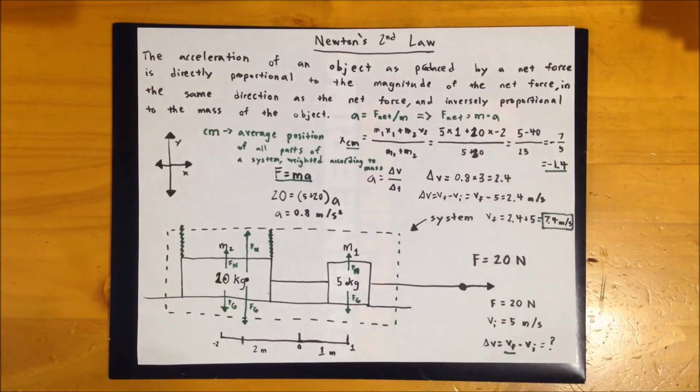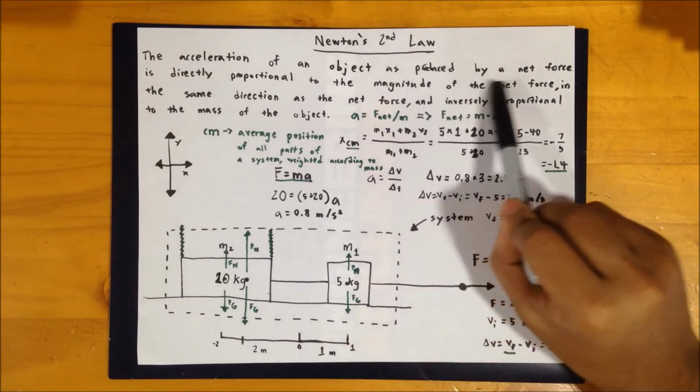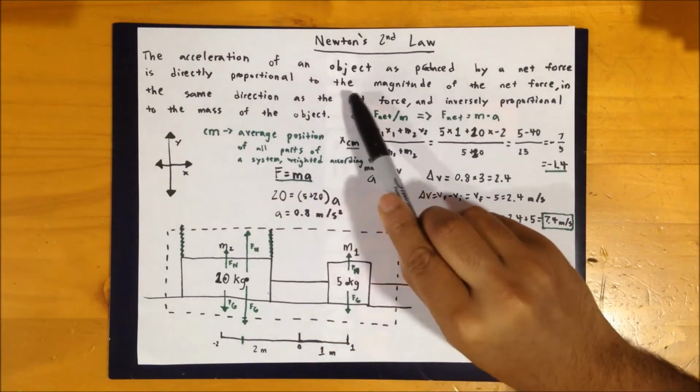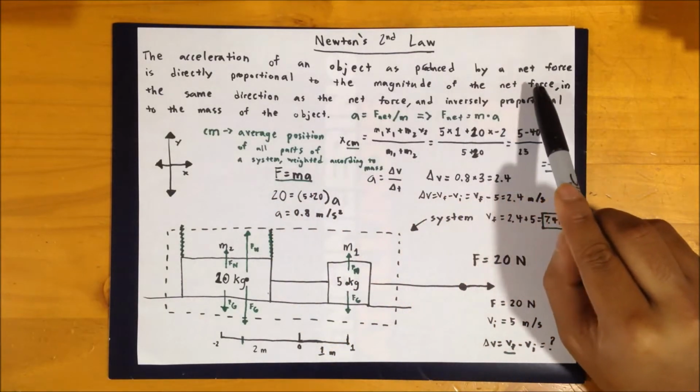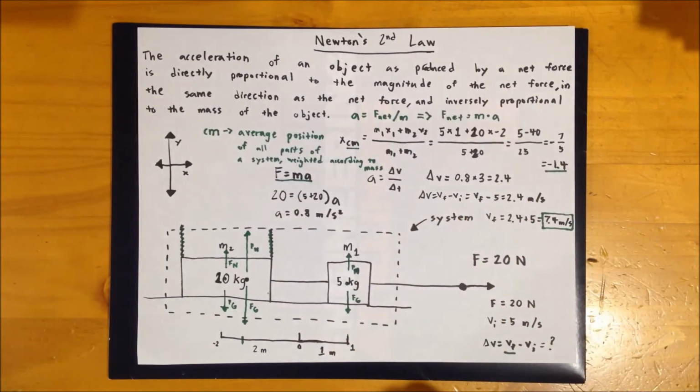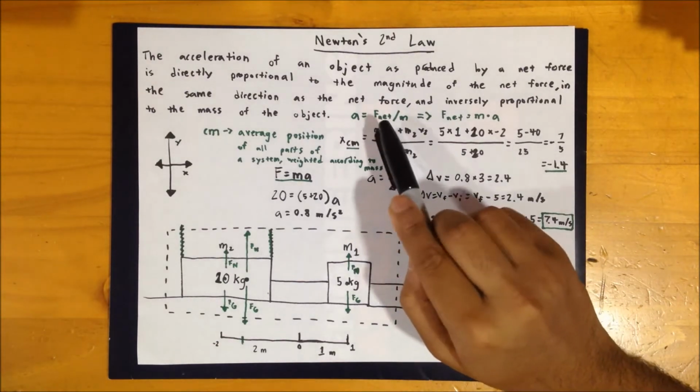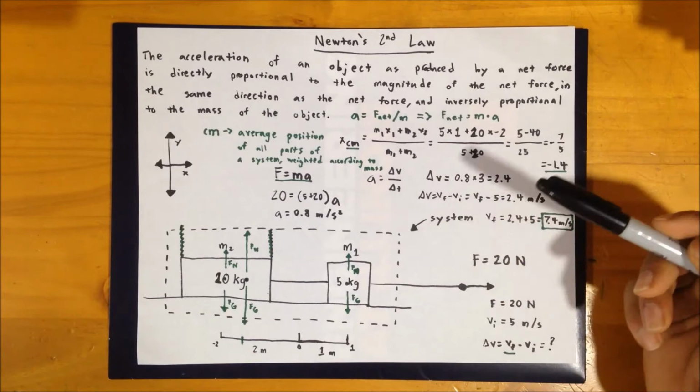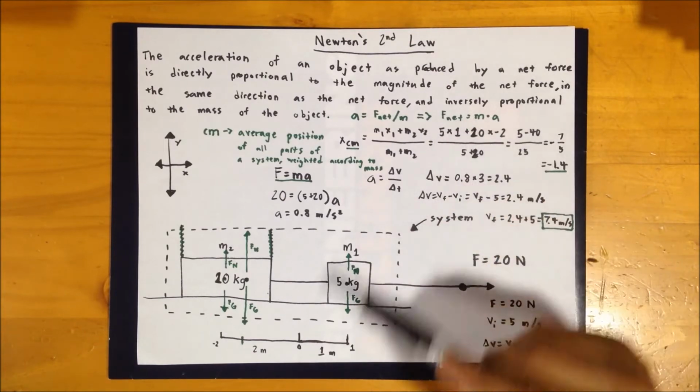And so we know that Newton's second law is that the acceleration of an object produced by a net force is directly proportional to the magnitude of the net force, in the same direction as the net force, and inversely proportional to the mass of the object. Written as a formula, acceleration is equal to F net divided by mass, and we normally say that as force is equal to mass times acceleration.